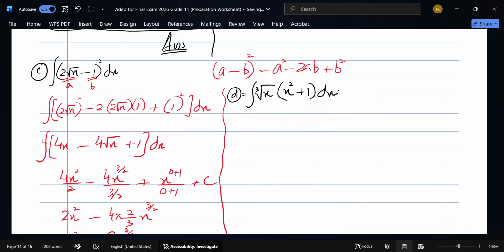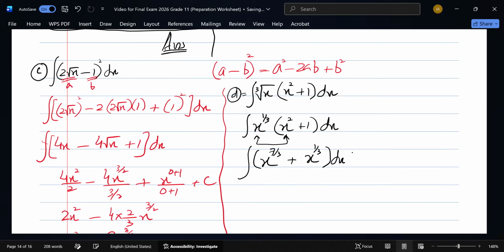So let's expand the bracket. But before the expansion, we must remember this is x to the power 1 upon 3. As we multiply, the two bases are the same, therefore the powers must be added: 1 upon 3 plus 2. That makes 7 upon 3. So we multiply by this, it's going to be 1 upon 3. This is what we have that we integrate here.